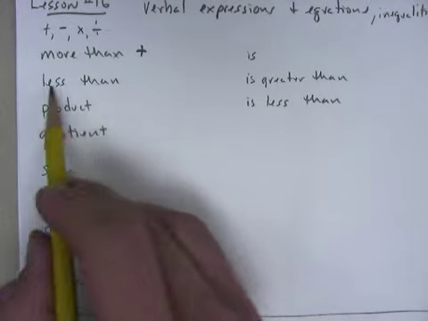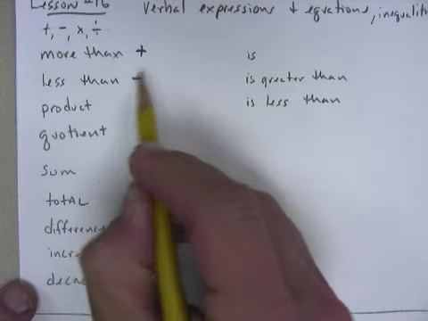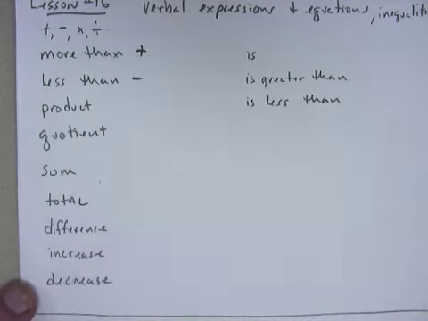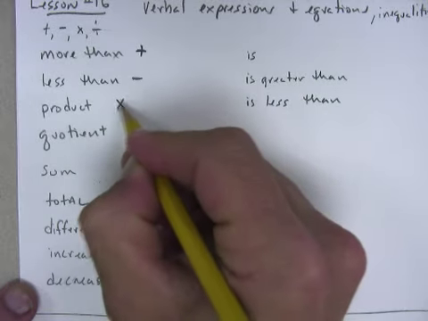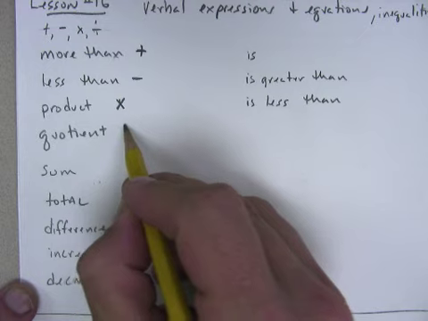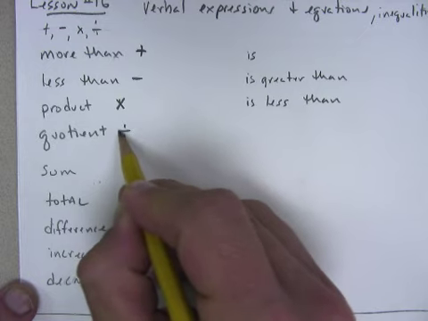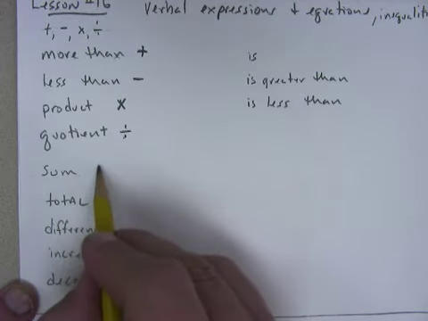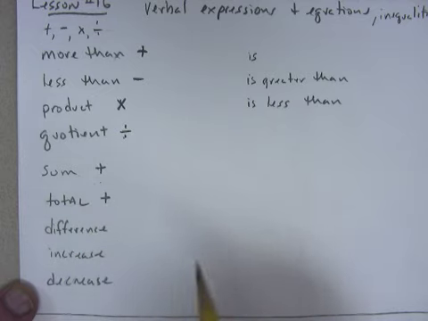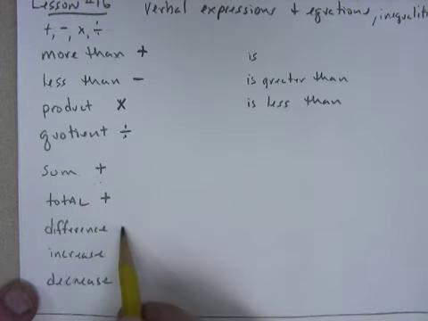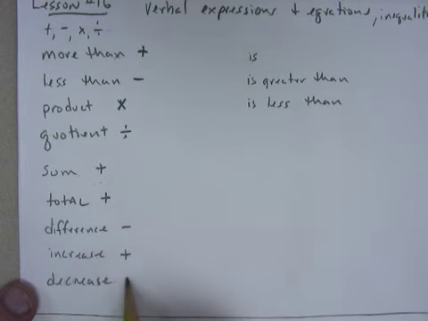Let's see, if more than means add, less than means subtract. You've probably heard of the word product before. If you don't remember it, product is multiplication. Quotient is divide. Sum, that's add. Total is add as well. Difference is subtract. Increase is add. Decrease is subtract. So we're going to use those in just a bit.